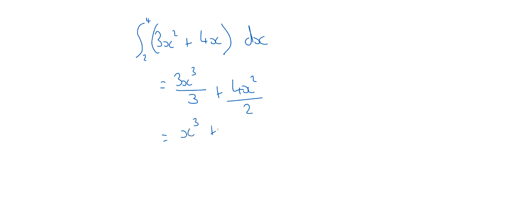I've got 2x squared. All right, so now that I have this, I need to use these two numbers up the top. So I'm going to use the 4, and what I'm going to do is just exchange x for 4. So I'm going to say I want 4 cubed plus 2 times 4 squared. And then I'm going to subtract the other one. So I'm going to use 2 now. So I'm subtracting, oh, hang on.